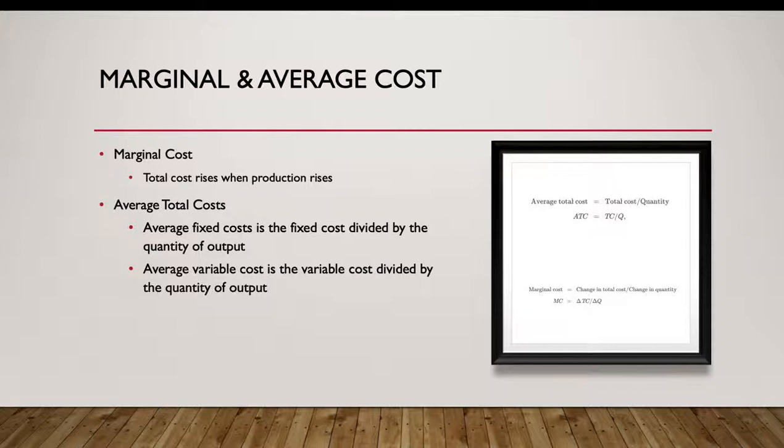Average total costs can be expressed by total cost divided by the quantity of output. Because total cost is the sum of fixed and variable costs, average total cost can be expressed as the sum of average fixed cost and average variable cost.